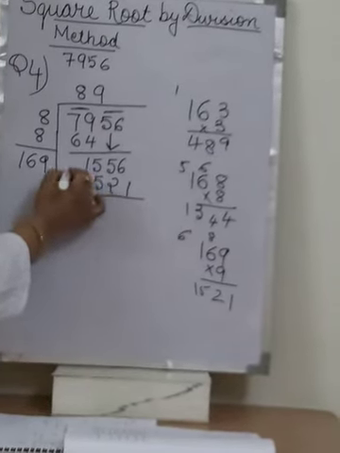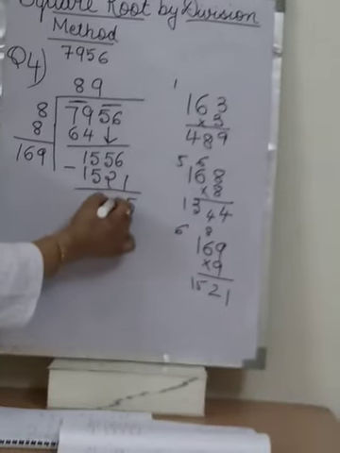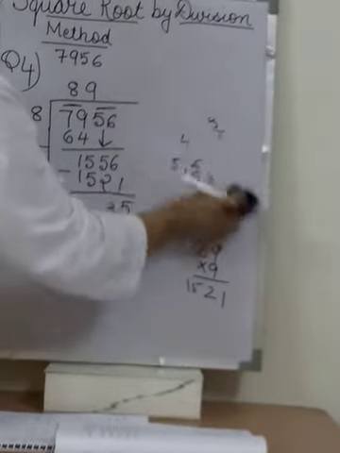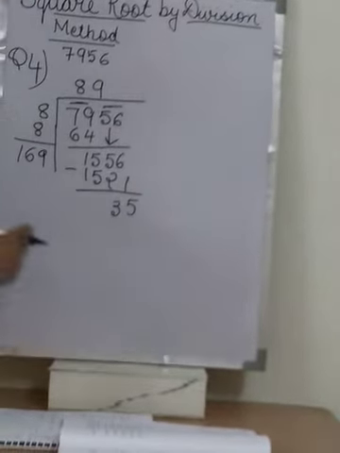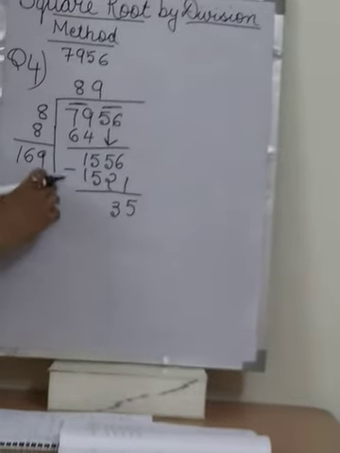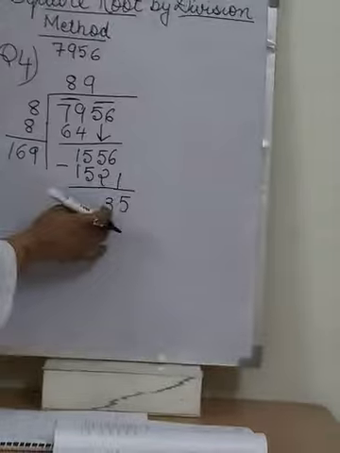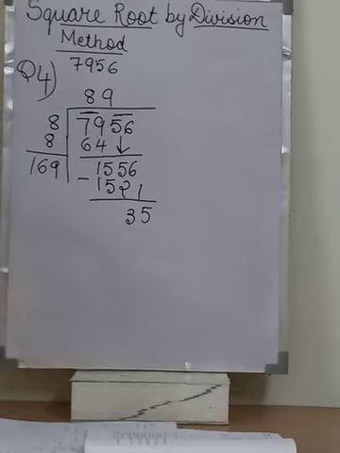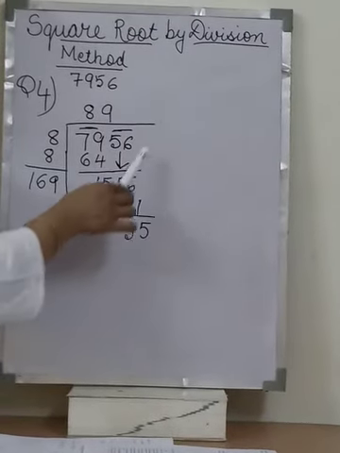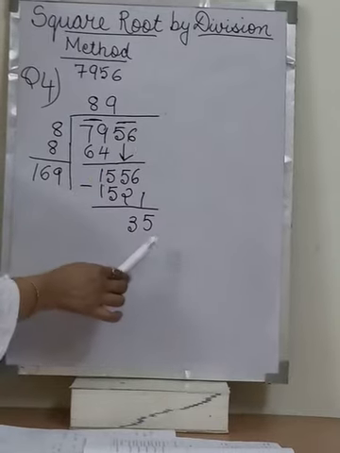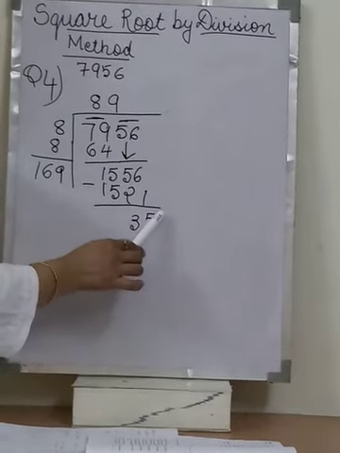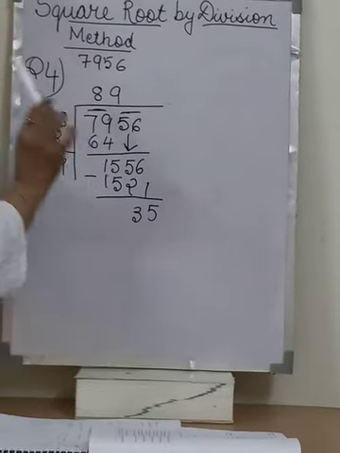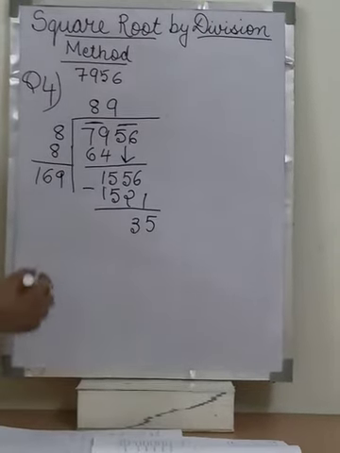Now we subtract it. 5 minus 2 will give you 3. So what is left here now? 35. Okay, we completed the square root up to here. If we want to proceed further, we have to place the decimal. As we are not looking for the perfect square, we are looking for the number which should be subtracted from 7956 to make it a perfect square. It has 35 in the remainder, that's why it is not a perfect square. So if you remove 35, it will become a perfect square number.